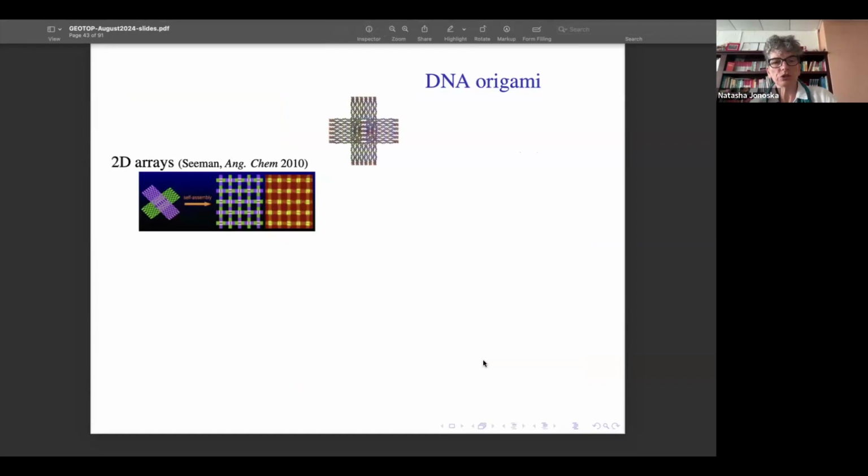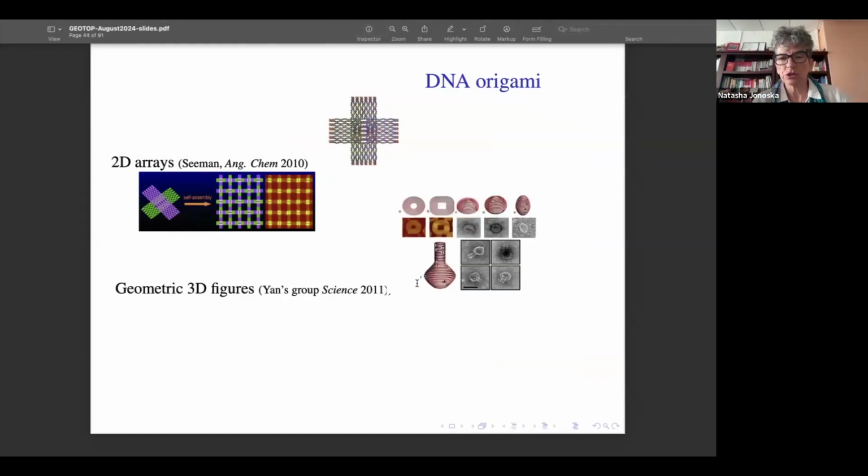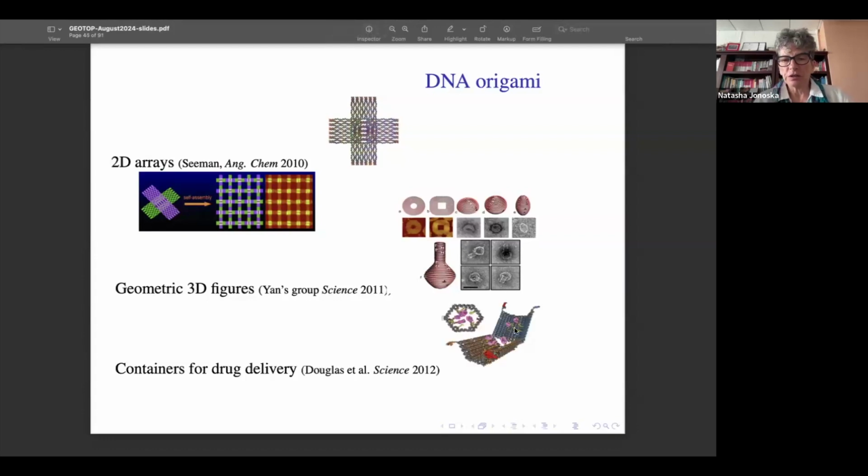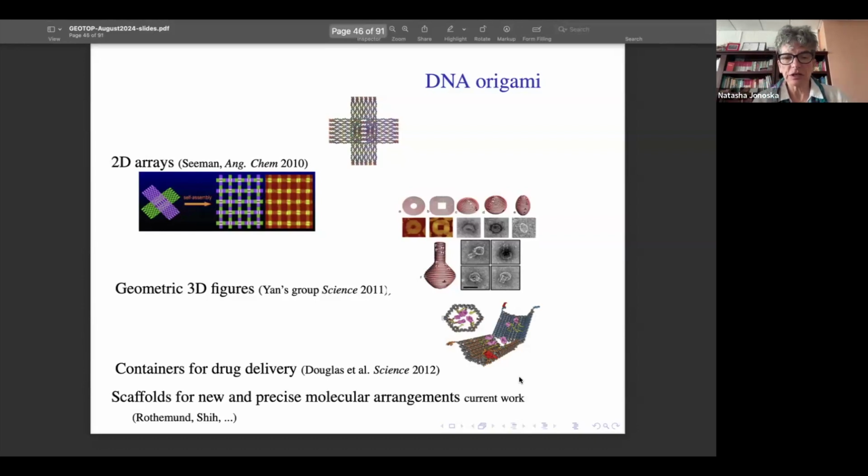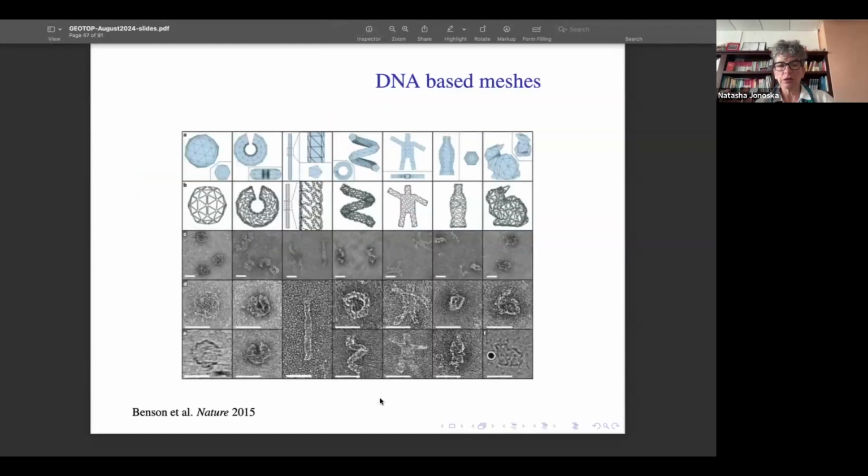They started building a whole bunch of structures in different forms. This is a two-layer two-dimensional array. They started building three-dimensional vases and things. Then some aptamers that would open up in cell environment potentially and things like that. And now we are talking about precise molecular arrangements applied on the DNA origami. There are about, I don't know, 300 to 400 labs currently using DNA origami for a variety of purposes.